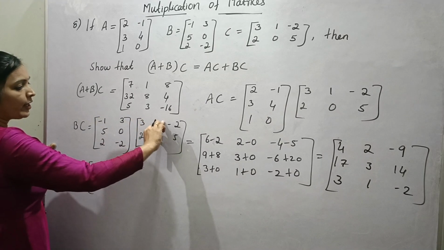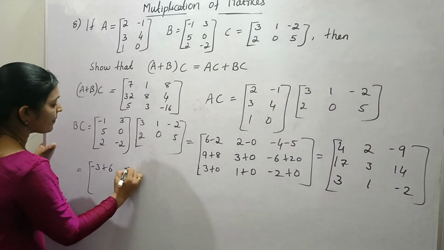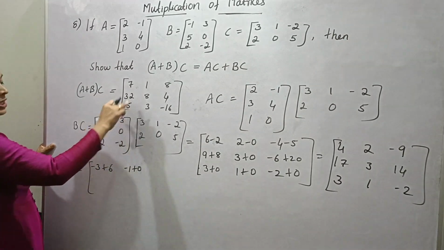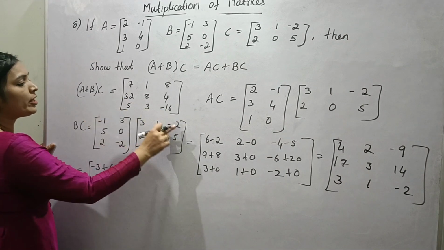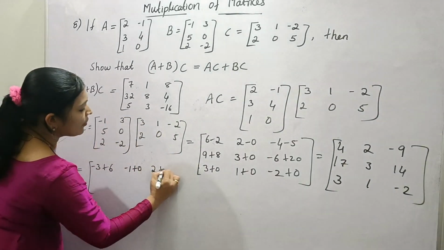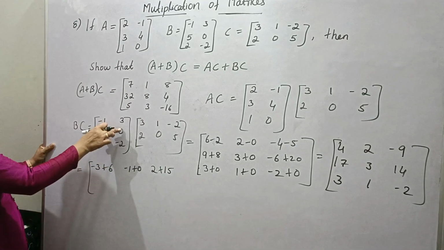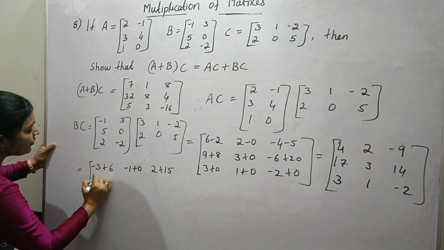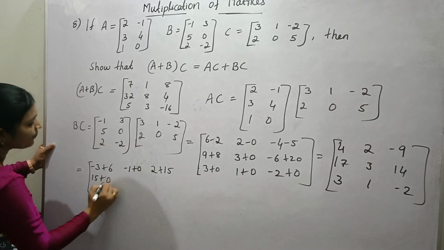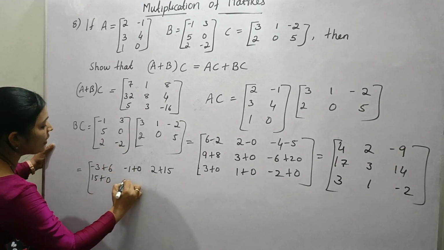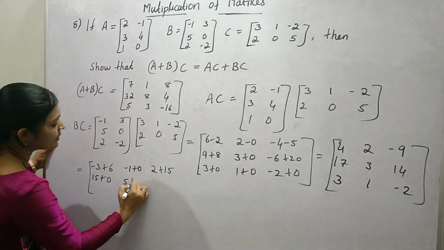First row multiply with the second column. Minus 1 into 1, minus 1 plus 3 into 0, 0. First row multiply with the third column. So minus 1 into minus 2, 2 plus 3 into 5, 15. Next, second row multiply with the first column. 5 into 3, 15 plus 0. Second row multiply with the second column. 5 into 1, 5 plus 0.